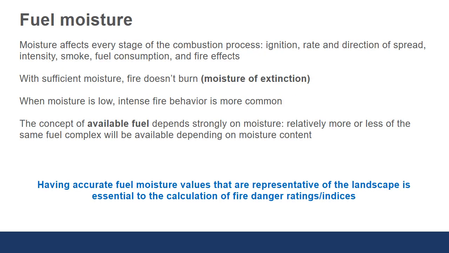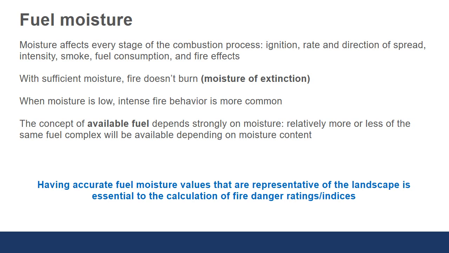Fuel moisture affects every aspect of the combustion process, from ignition, spread, and intensity, to fuel consumption and smoke production. When there is sufficient moisture present in the fuel, it will not burn. This is called moisture of extinction. This concept will be included in fire behavior and fuel models. When fuel moisture is low, there is a higher probability for intense fires.